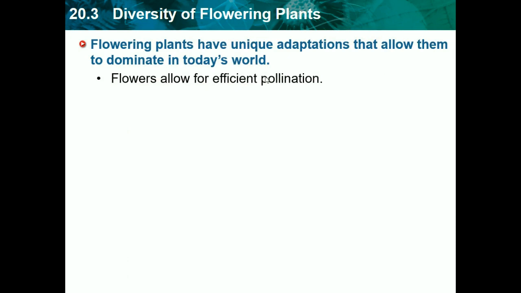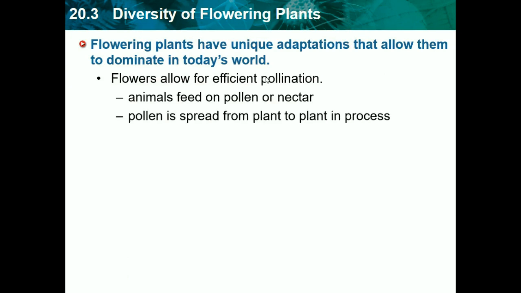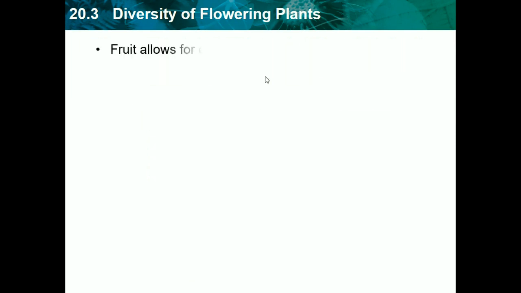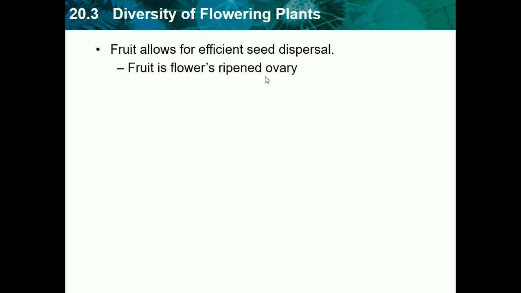Flowers allow for efficient pollination. Animals feed on pollen or nectar. Pollen is spread from plant to plant in the process. So here we have a hummingbird getting nectar out of a plant, and it's going to spread the pollen. Fruit allows for efficient seed dispersal.